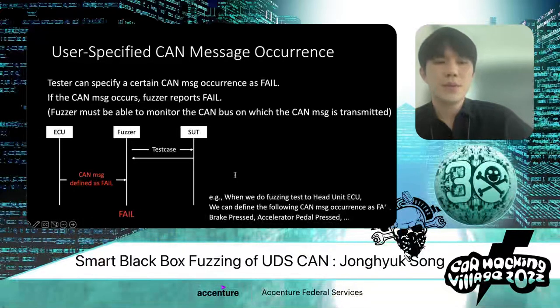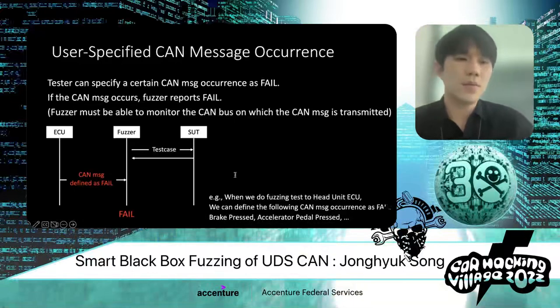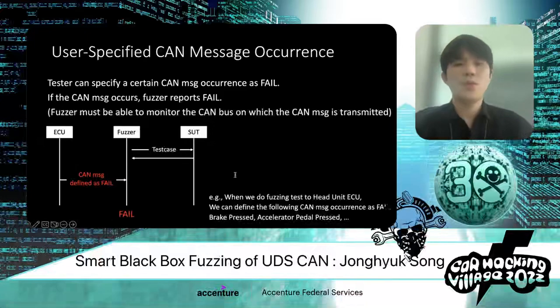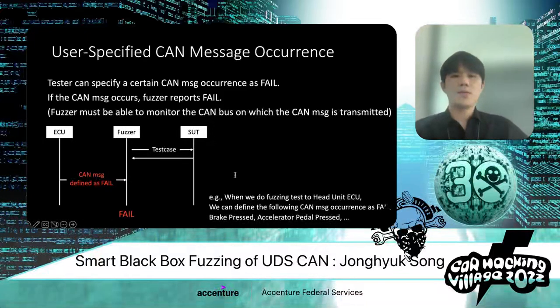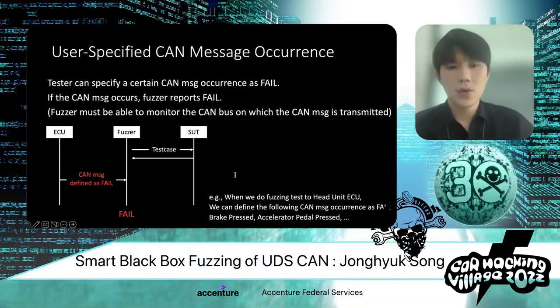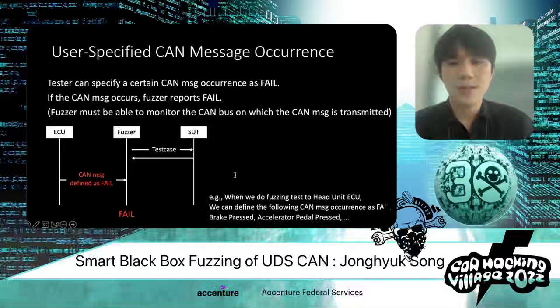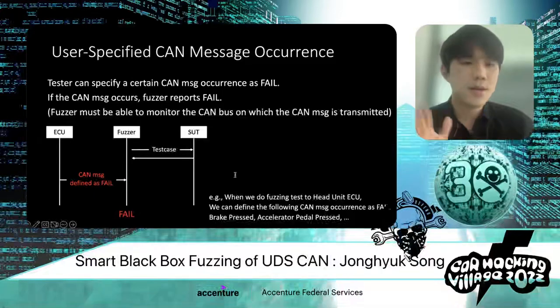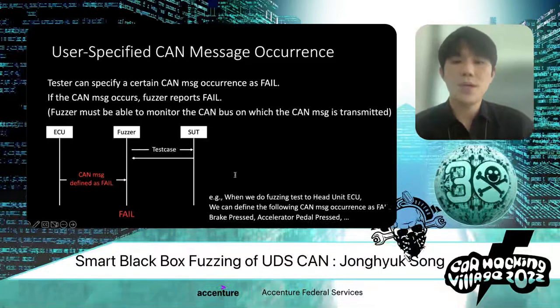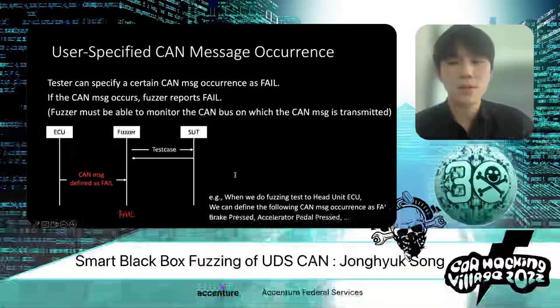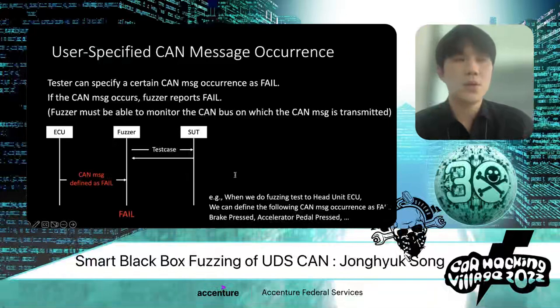So this example shows the overview. For example, when we do fuzzing test to the head unit issue, we can define the following CAN message occurrence as fail, such as brake press or accelerator pedal press, or any other CAN message that have no relation with the head unit and can cause the dangerous situation while driving.